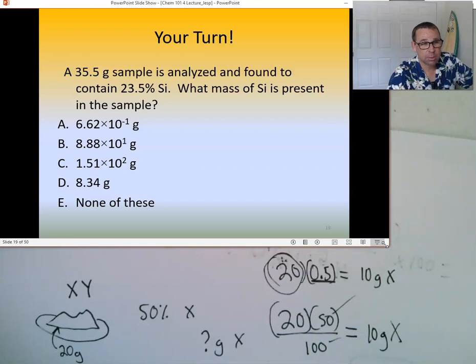That's great. But the problem with that is, when somebody asks you, for example, 23.5% silicon, I don't have a number that's in my head already for 35.5 grams of material. I don't know in my head what 23.5% of 35.5 grams is. Do you have any idea how to do that one now? How would you do that with math? 35.5 grams sample, 23.5%.